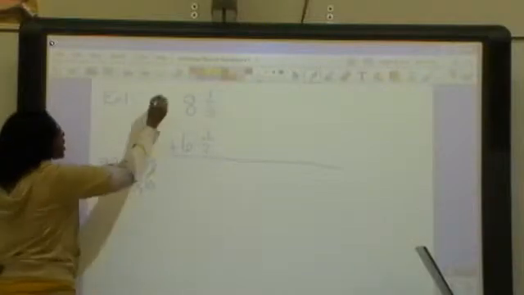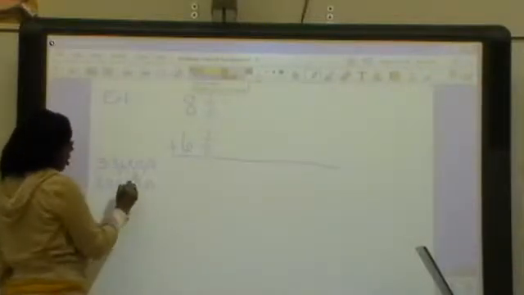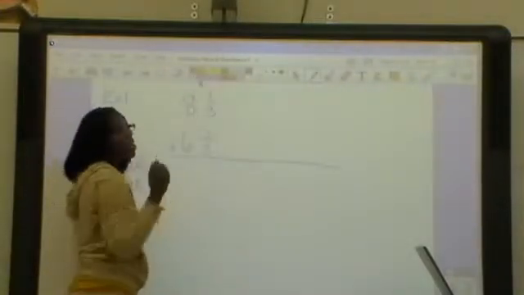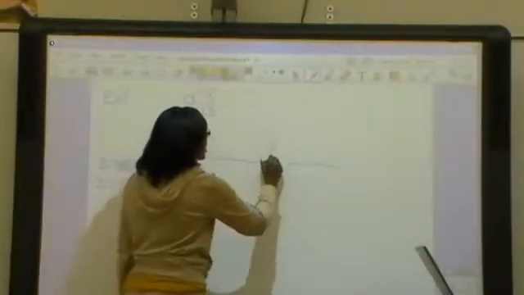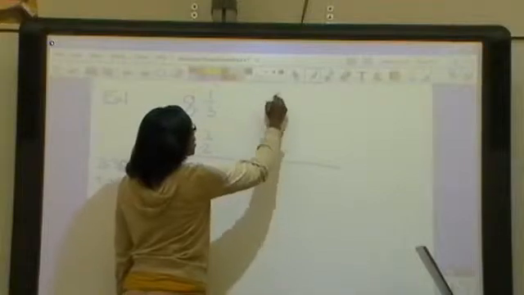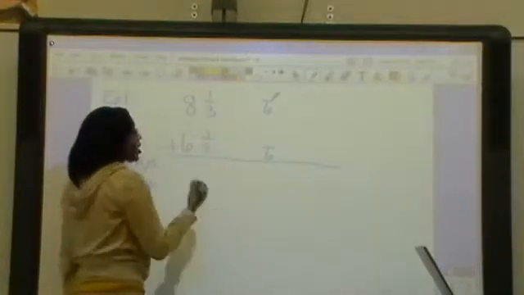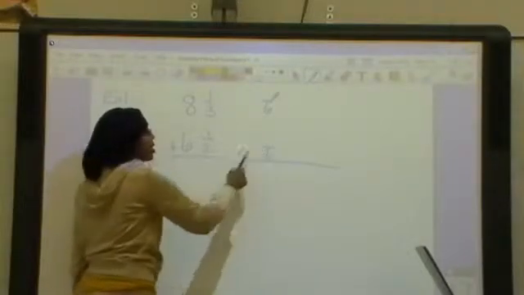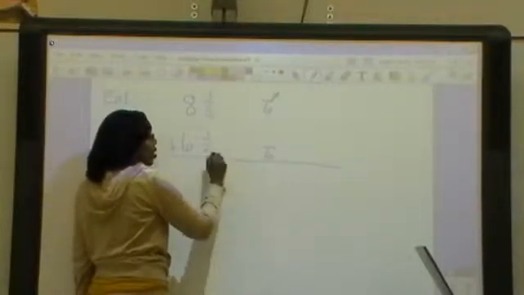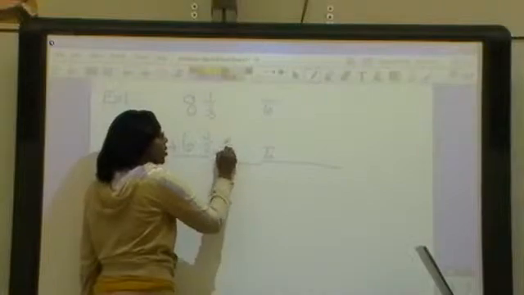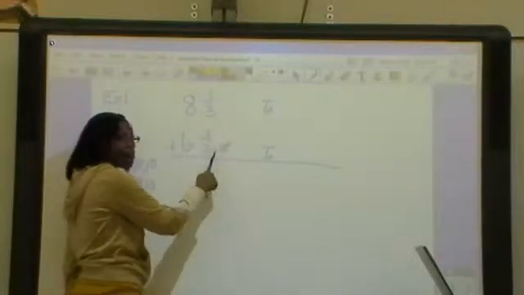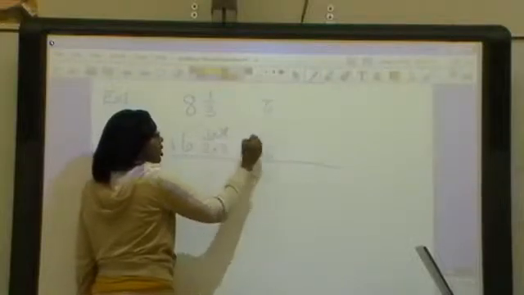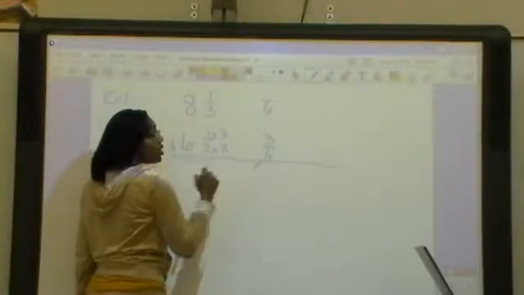I see that they have a common multiple of 6. So 6 will become my new denominator. Now, I want to figure out how I got from the old denominator to the new denominator. How did I get from 2 to 6? Well, I multiplied by 3. Whatever I do to the bottom of the fraction, I have to do to the top of the fraction. And 1 times 3 is 3. So here's my new fraction.